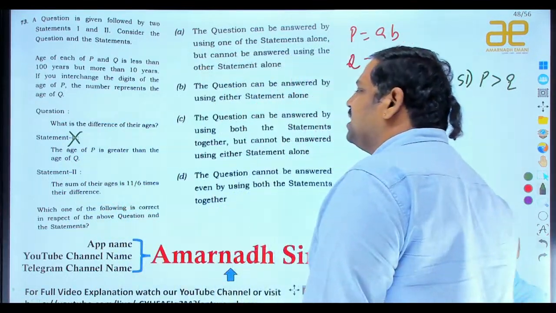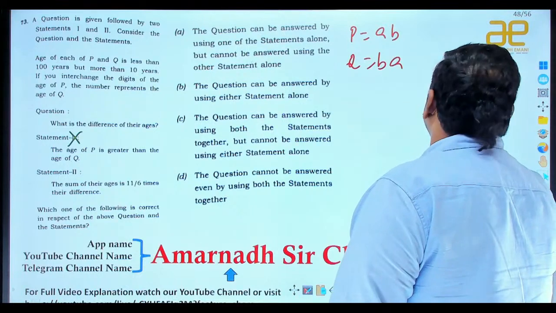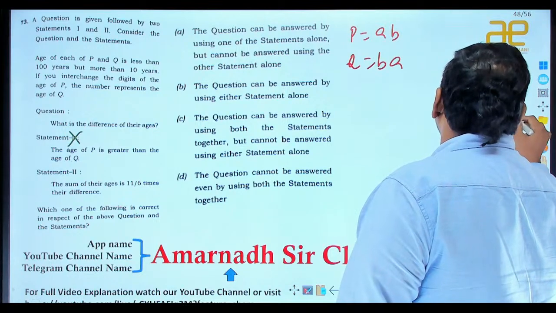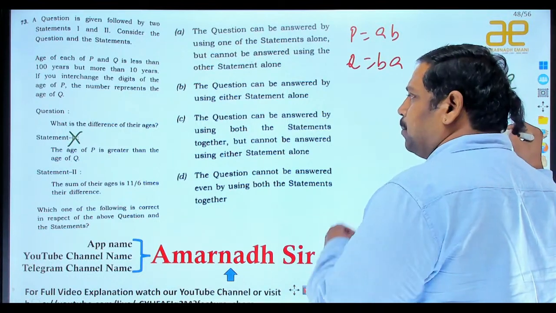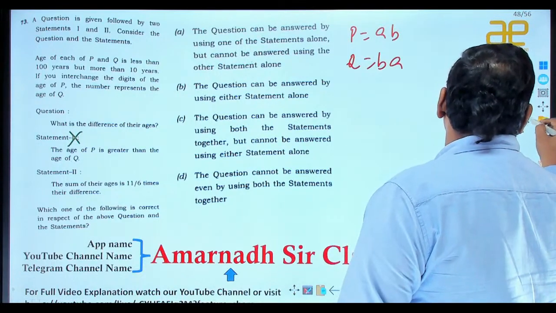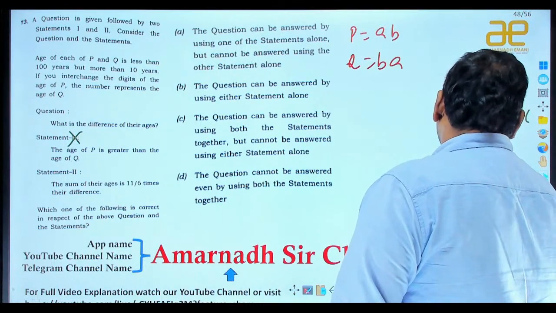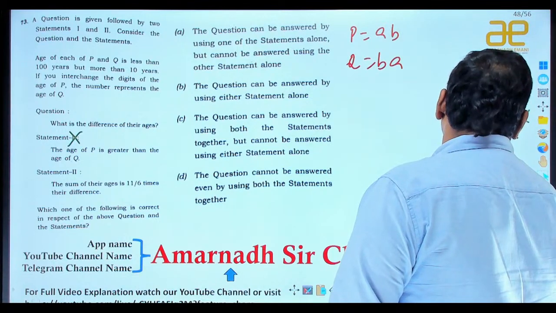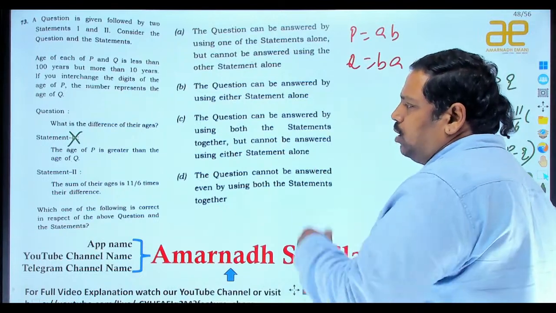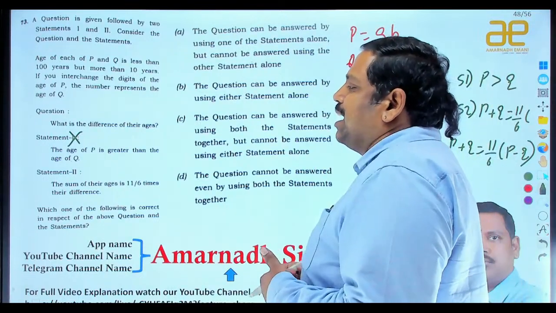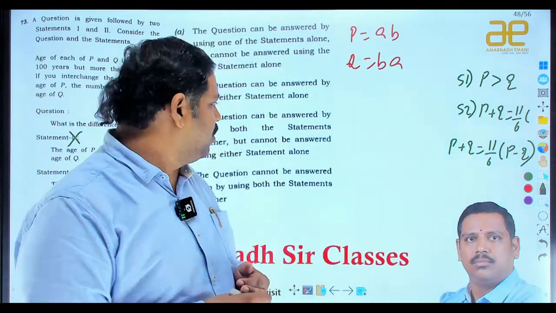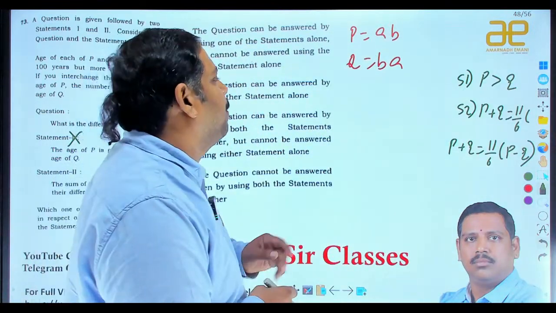Statement 2: the sum of their ages is 11 by 6 times the difference. Sum of their ages means P plus Q is equal to 11 by 6 times their difference, that is P minus Q. So from this, are you able to calculate or not? We have to check. How many times is it? 11 by 6 times.